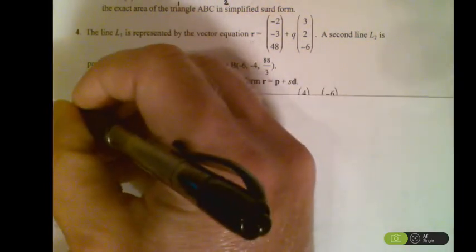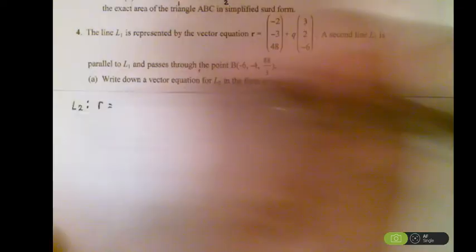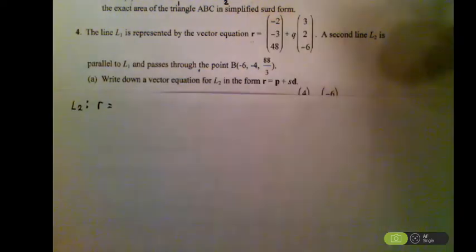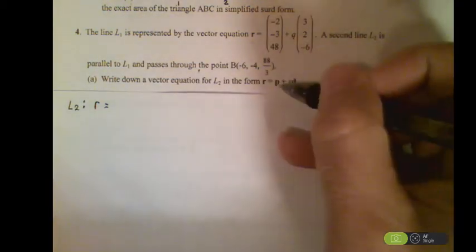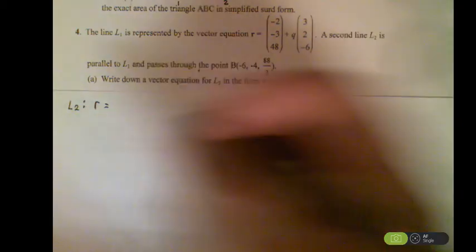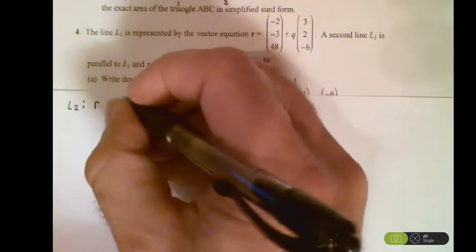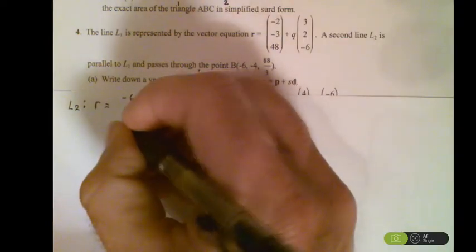They did say, and I heard this at a conference, that if you put L2 and then put r equals, that would be okay. But you have to have the r in there, not just the L2. So we have r equals. For the point, for the p, we have to use the point that was given. This is where the -6, -4, all that good stuff comes into play. I'm going to write that one vertically. You don't have to write it vertically, but I'm going to, just for simplicity's sake. Then I have my 88/3.